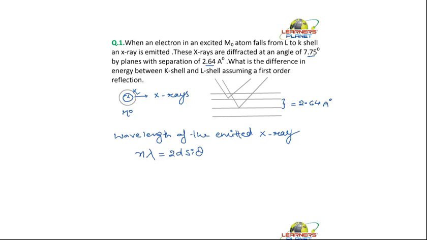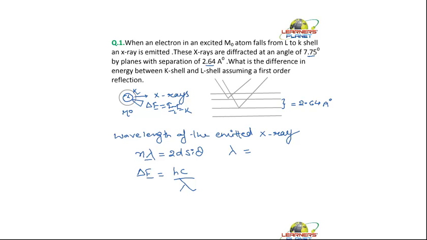Now if you have got the wavelength, can you find out the energy? There is a difference in the energy. Say, the energy of the X-ray emitted from here will be equal to the difference in the energies of the L and the K shell. Right? And this delta E is equal to hc by lambda. Now we know h, we know c, we don't know lambda. Can we find out lambda from this equation?